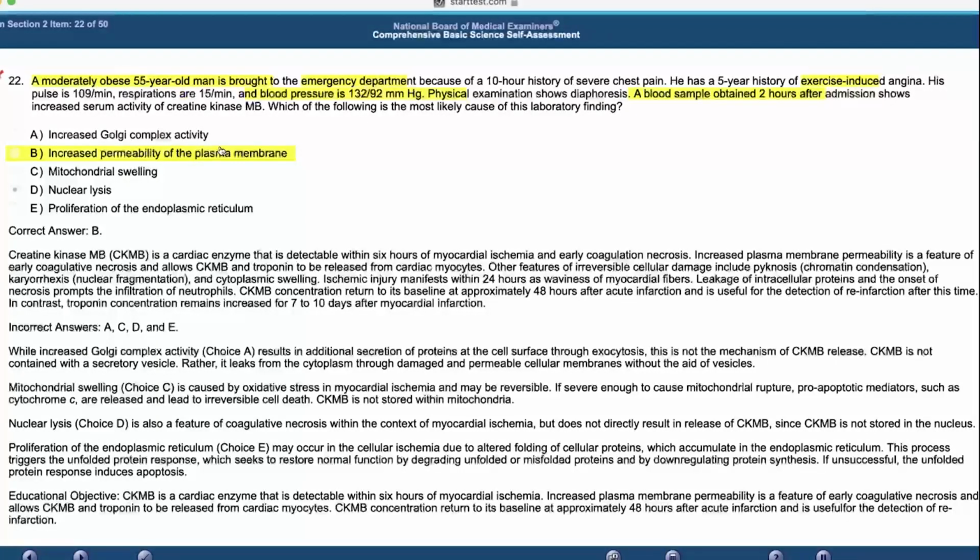Where can you find troponin and CKMB? Tell me exactly in the body. Well, they're in cardiac myocytes. Yeah, so they're in the cells, the myocyte cells inside, correct?